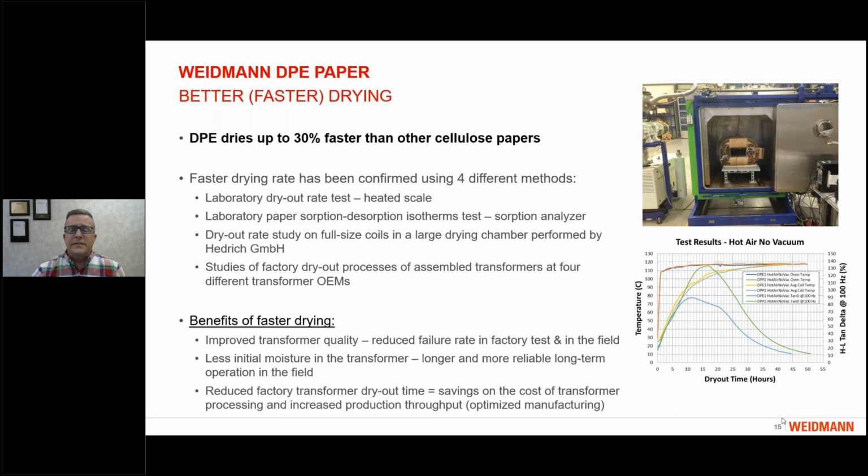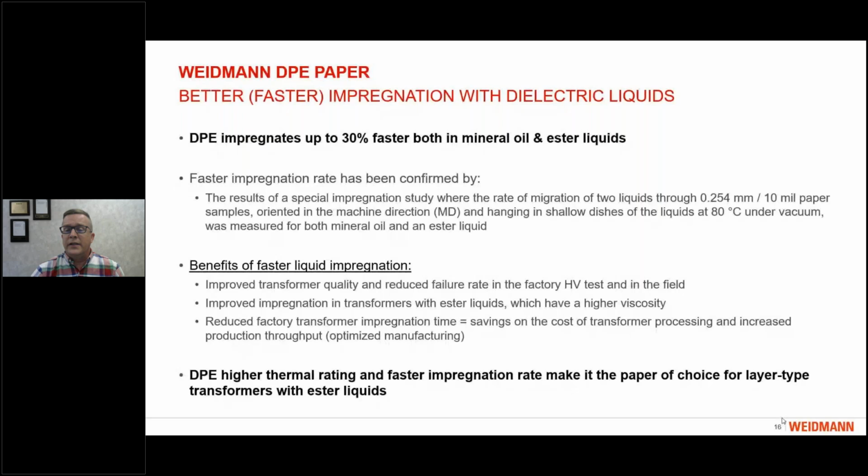The next thing is that it impregnates with dielectric liquids more quickly, and we've studied that. In particular, we did a test where we took some liquids and suspended a piece of paper in it, then heated the liquid and put the whole thing in a vacuum chamber, and we measured how quickly the liquid was rising through the paper. Again, that's where we found that DPE is able to impregnate about 30% faster, with both mineral oil and ester liquids.